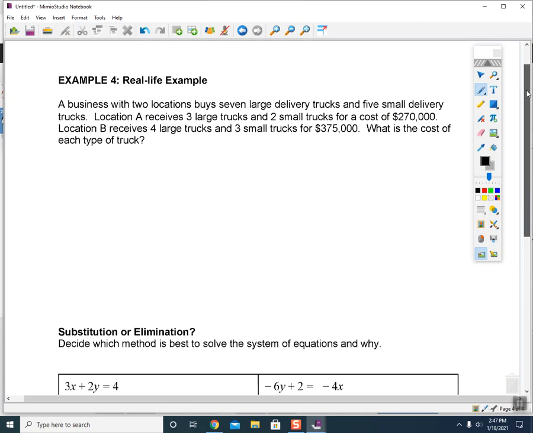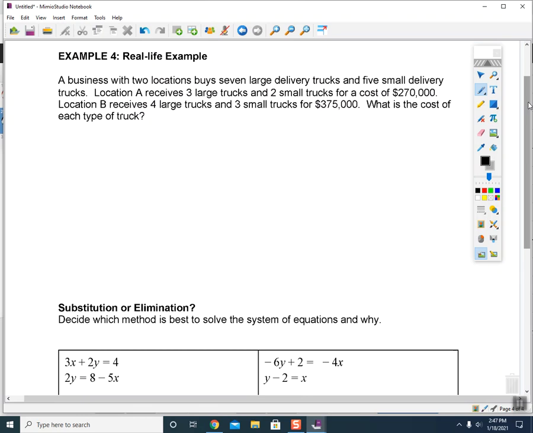All right, real life example. So a business with 2 locations buys 7 large delivery trucks and 5 small delivery trucks. Location A receives 3 large trucks and 2 small trucks for a cost of $270,000. Location B receives 4 large trucks and 3 small trucks for $375,000. What is the cost of each type of truck?